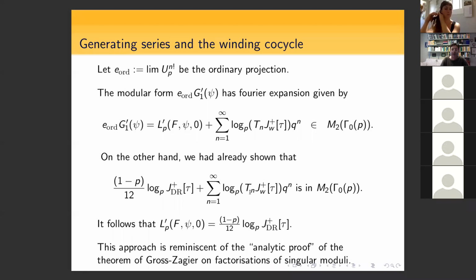And this new approach is somewhat reminiscent of the analytic proof of the theorem of Gross and Zagier on factorizations of singular moduli, which also involves a diagonal restriction of a family of Eisenstein series, and in fact, of Hilbert Eisenstein series. And this is in fact how that approach was suggested to us.